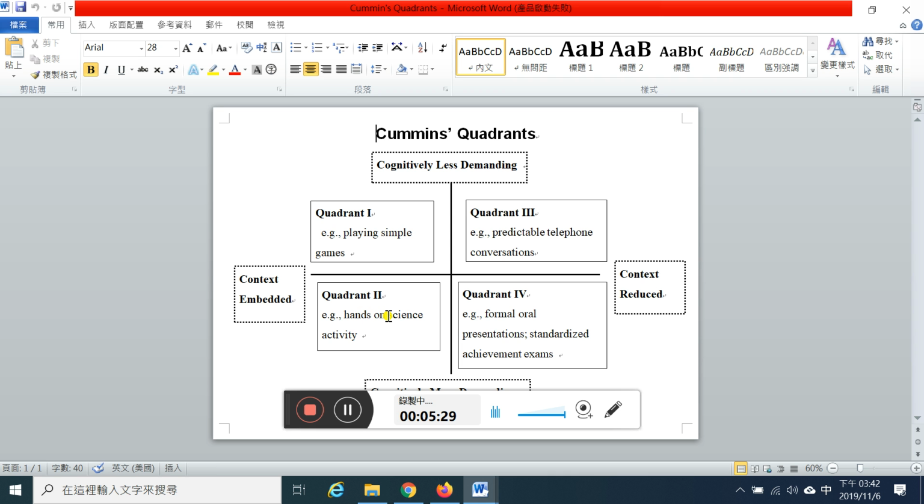Quadrant 2 is more cognitively demanding, meaning more abstract, however, with more contextual clues. More abstract means it's academic knowledge. For example, science class, history class, chemistry class, or English literature class, which requires students to have higher-level thinking ability.